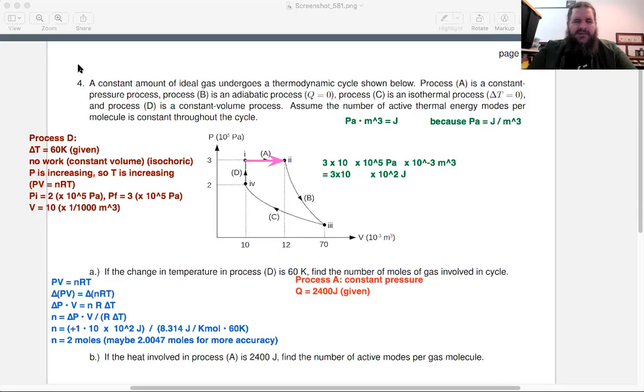And using that equation, delta E thermal equals 1/2 times the number of modes times Kb times delta T, and we have to be careful about this. The number of modes per molecule is what we're trying to find. But the thing is, we're not dealing with just one molecule. We're dealing with how many molecules?